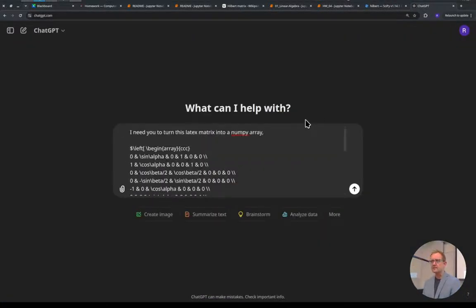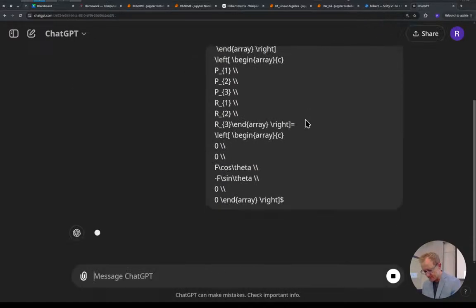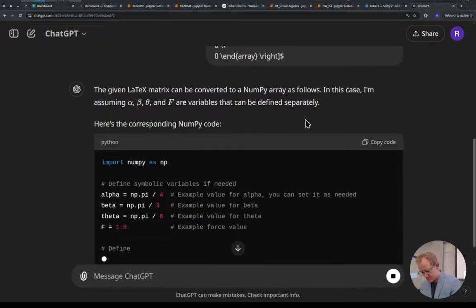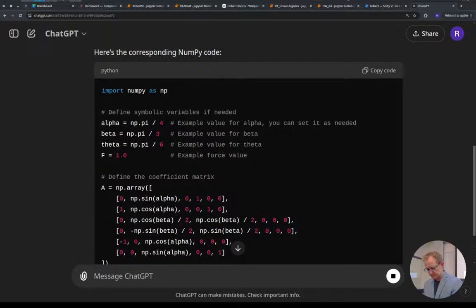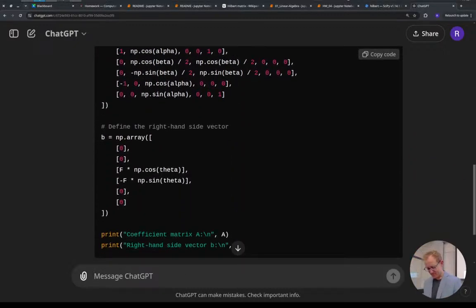That's what I'm trying to figure out. If you take the raw LaTeX code and say, hey, I want a NumPy array, will it give it to us? I mean, this looks pretty good, right? That's working pretty well. Yeah, some modern engineering, right? Yep. It even gave me A and B for the matrices.